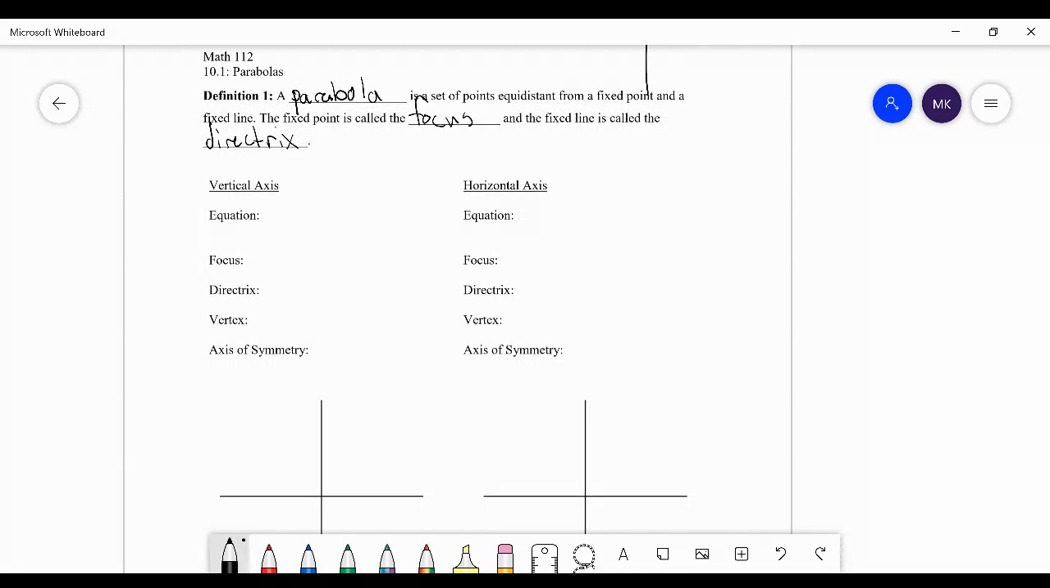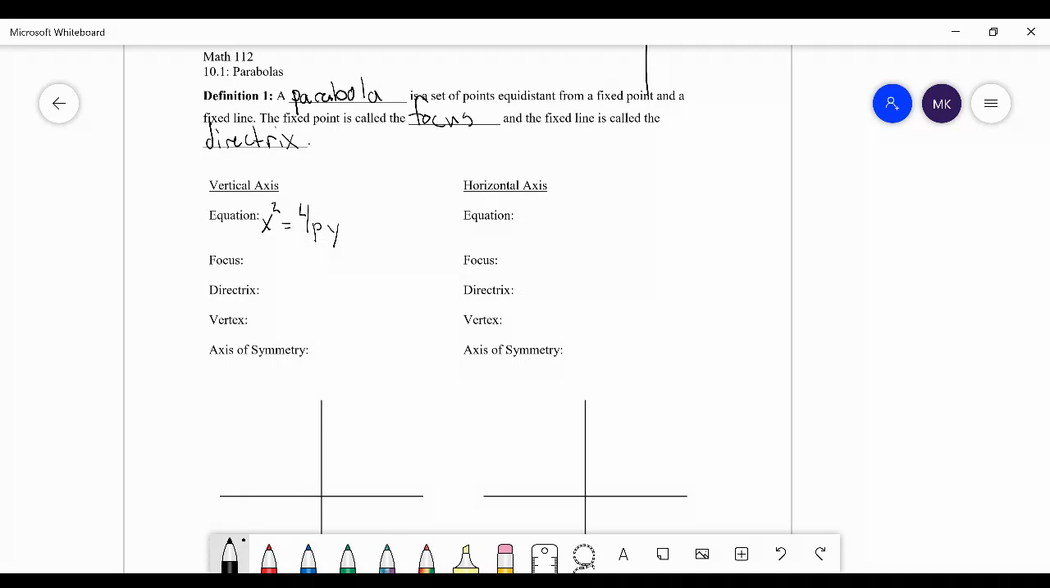There are two general equations, and it all depends on whether the axis of symmetry is vertical or horizontal. A traditional parabola that we've dealt with, y equals ax squared plus bx plus c, has a vertical axis of symmetry. What that simply means is that our axis of symmetry goes up and down. And the general equation of that looks like x squared equals 4py.